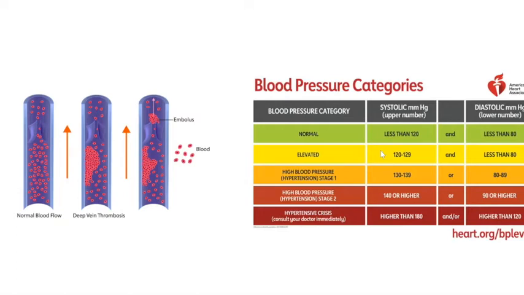For normal blood pressure, you want to be less than 120 millimeters of mercury, which is considered systolic, and you also want to be less than 80 millimeters of mercury, which is considered diastolic. Elevated is in between the range of 120 and 129 millimeters of mercury systolic, and diastolic is less than 80 millimeters of mercury. So these are certain ranges you have to be aware of when talking about blood pressure.